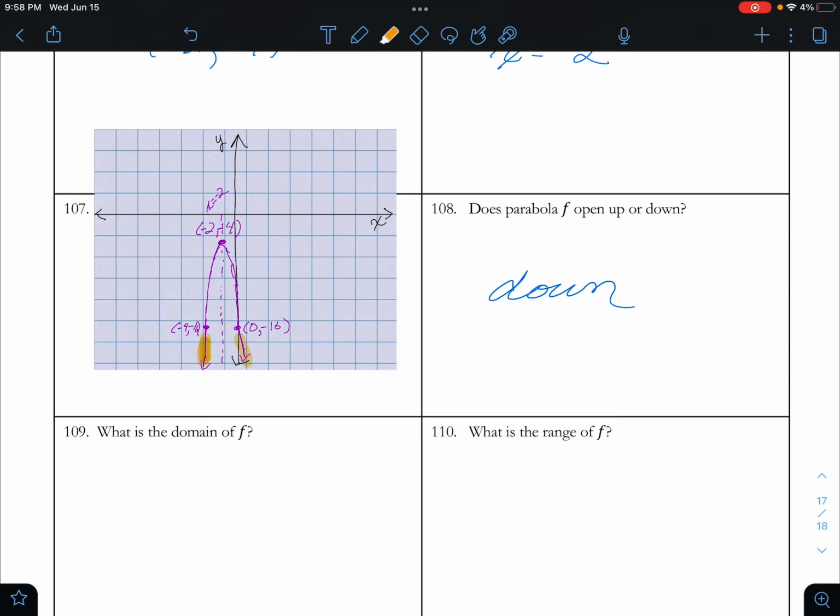And the same thing on the right. So I have a domain of negative infinity to positive infinity, and I'm using my interval notation. What is the range of f?